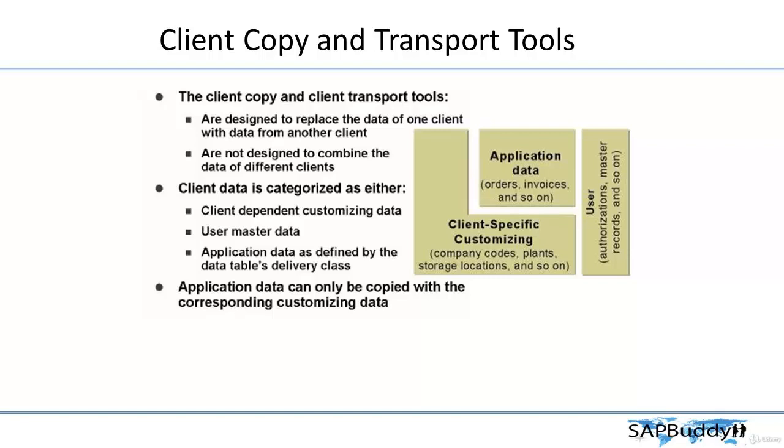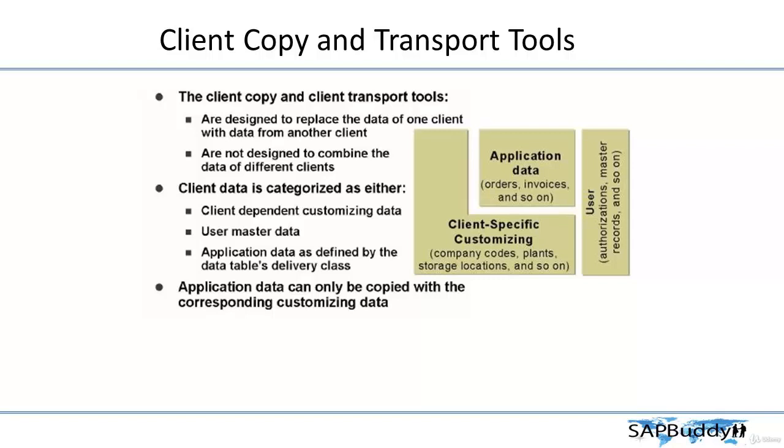And you need to remember, the client copy or the client transport are designed to replace the data of one client with the data from another client, meaning to say it is not designed to combine two different clients. So once you do a client copy from one client to another client, it is going to replace the data. Of course, you can create a new client. However, once you create the client, you will copy some information from another client.